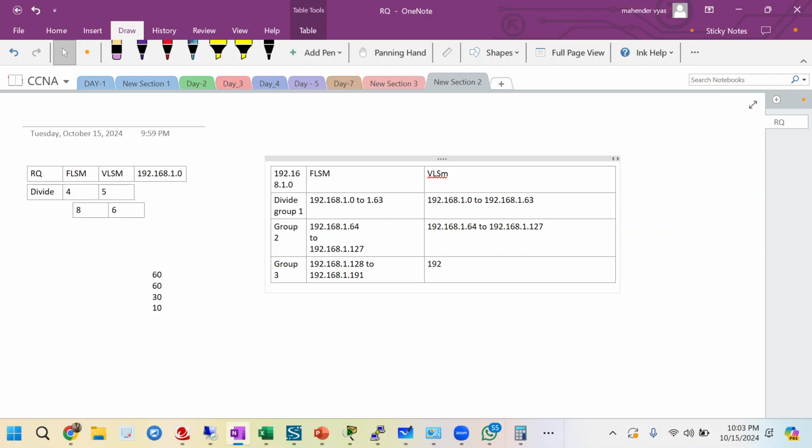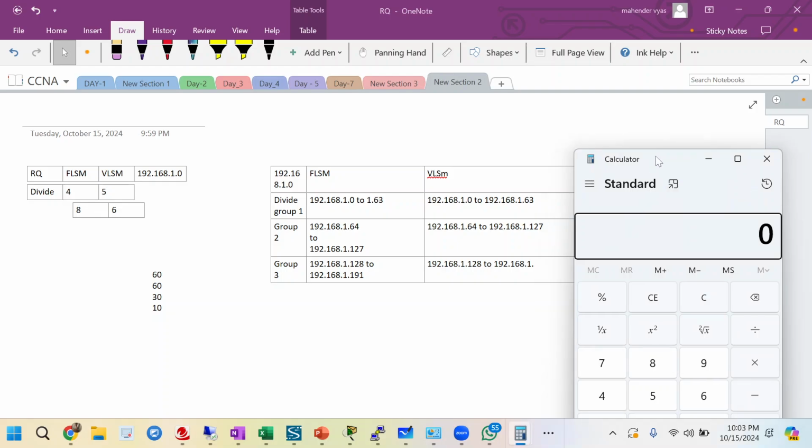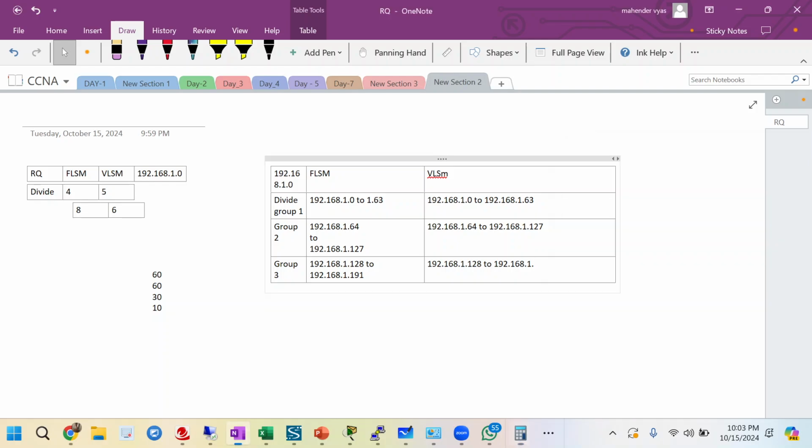So now let's see. 192.168.1.128 to 192.168.1.128 plus 32, how much would it be? 128 plus 32 is 160. So 159 would be my last address. Okay, is it clear?